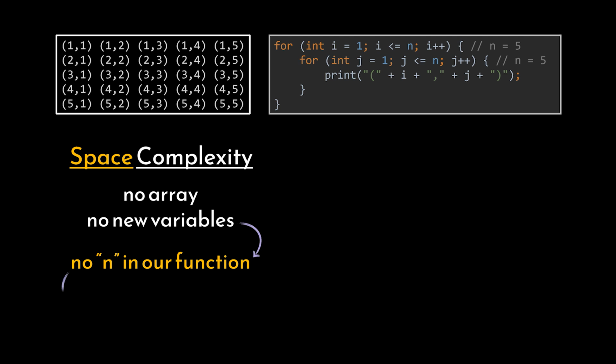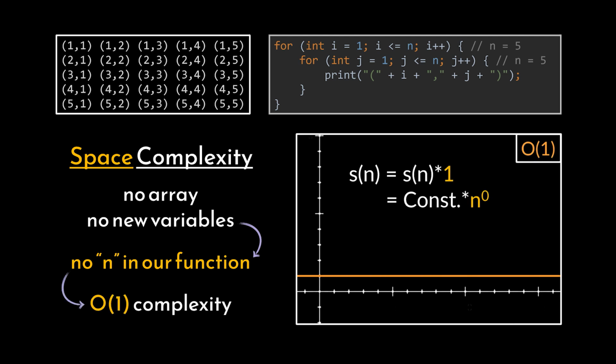Why O of 1? Well, if we try to write the space function with respect to n, and because it doesn't depend on n, it will be written using n to the power 0, which is equal to 1. Hence our big O is O of n to the power 0, or O of 1.